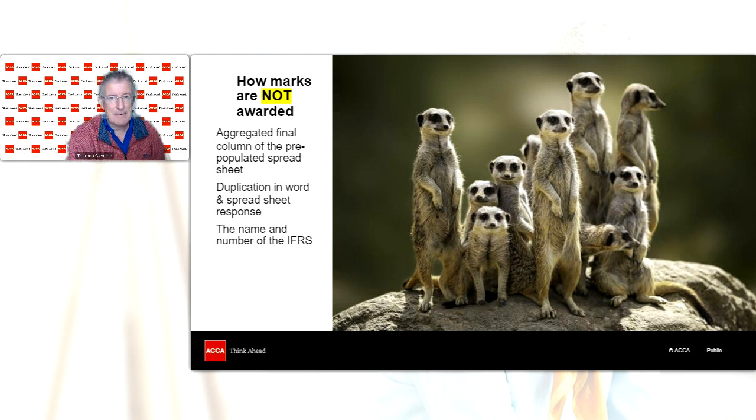It's in the examiner's reports. I'm giving it to you straight. You do not get any marks for the name and number of the IFRS. So don't bother learning or quoting, paragraph 4 of IAS 36 says the definition of impairment is. That's all just wasted words. Cut to the chase. The standard says. End of. You don't need to know the name or number of the accounting standard.